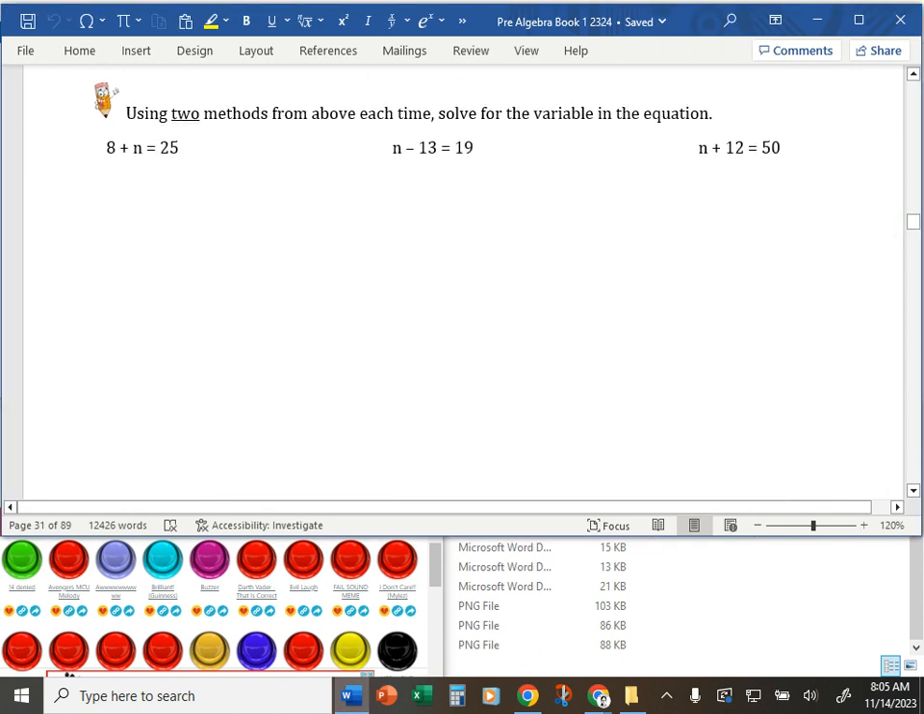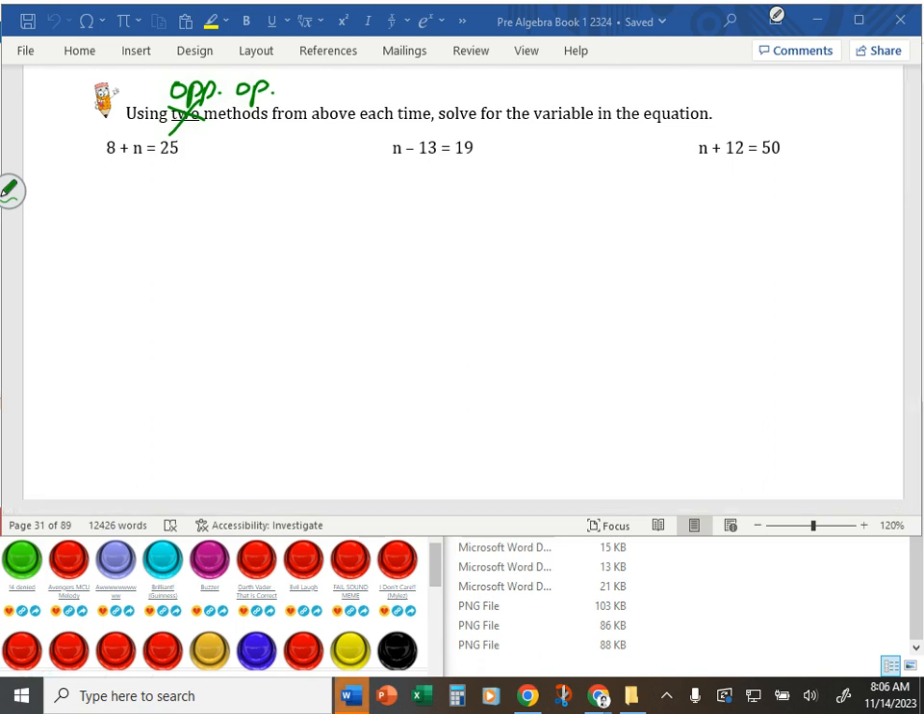Okay, so coming down here, it says use 2 methods, but because I'm such a nice person, I respect your time, the spirit of Christmas. You only need to use opposite operations. But the work does need to be shown.